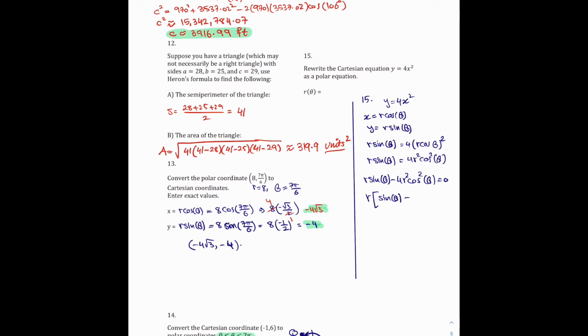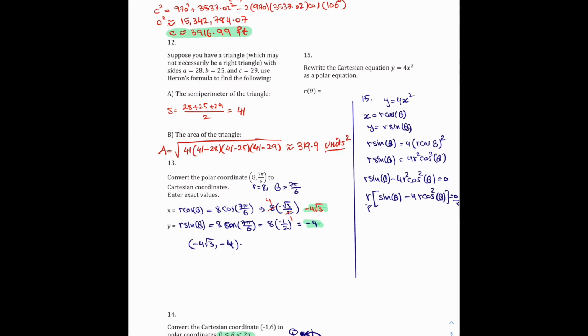Sine theta minus 4r cosine squared theta equals 0. Now, I can basically divide both sides by r, and I can remove r. So this will be gone. I will have sine theta minus 4r cosine squared theta equals 0. Our goal is to solve for r. So I'm going to try to add 4r cosine squared theta to both sides of the equation.